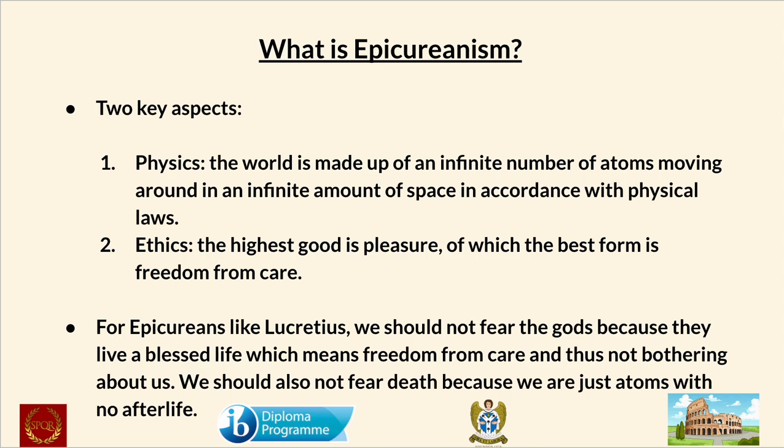And some parts of that, I think, sound quite modern in a way. Then the other part is this ethics, right? How we should live. And the ethical view of Epicurus, and then his follower, this poet Lucretius, is that the highest good of human life is pleasure, right? So the main thing that we should aim for in life is pleasure. And the best form of pleasure is freedom from care, being free of anxiety, free of concern, free of worry, right? That is what Epicureans like Lucretius regard as the ultimate goal of human life.